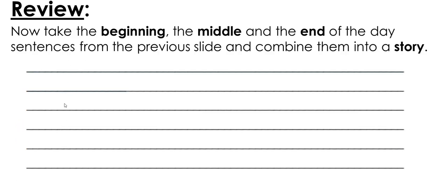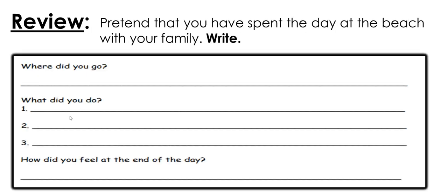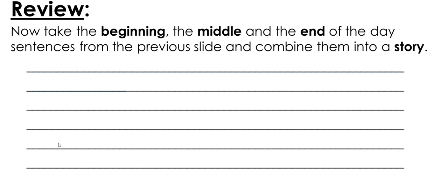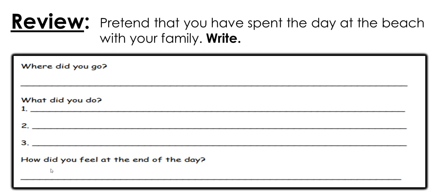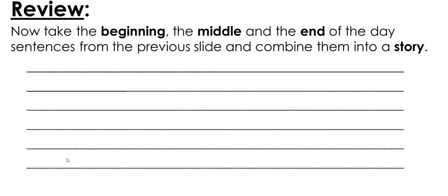Then the middle, the three things that you wrote here, the three things that happened, are your middle. And the end of the story will be, how did you feel at the end of the day? I felt awesome at the end of the day. Something like that. But remember, try to use the words first, then, after in your writing, especially in the middle of your writing.